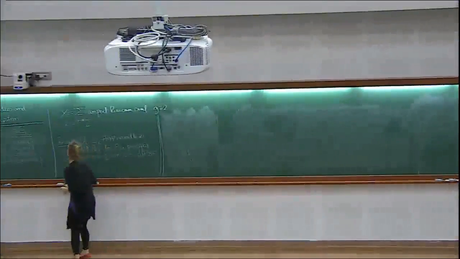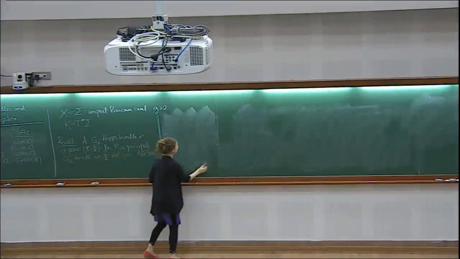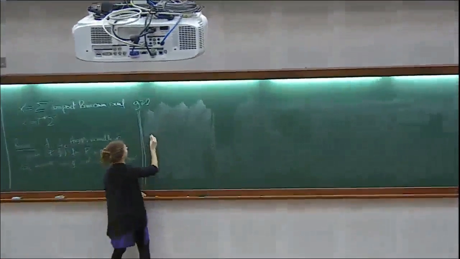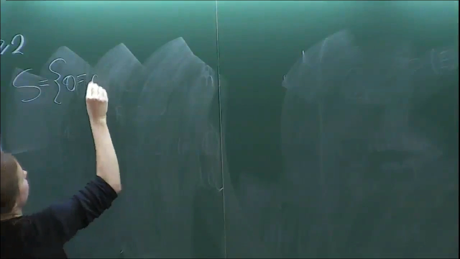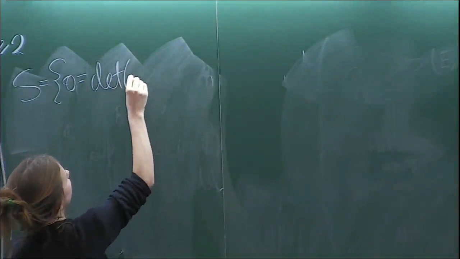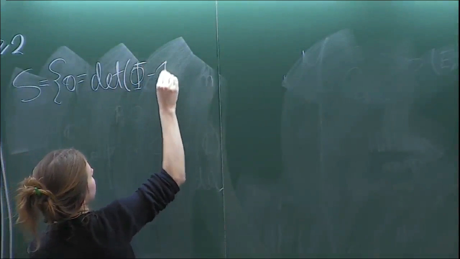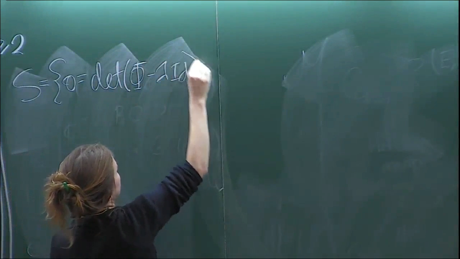So let's take a look at some examples of what these objects are. We're going to keep the definition and keep the groups here so that we remind ourselves what they are. And let's say here what the spectral curve was in the generic case. We said it was the zeros of the characteristic polynomial, that of phi minus lambda times the identity.